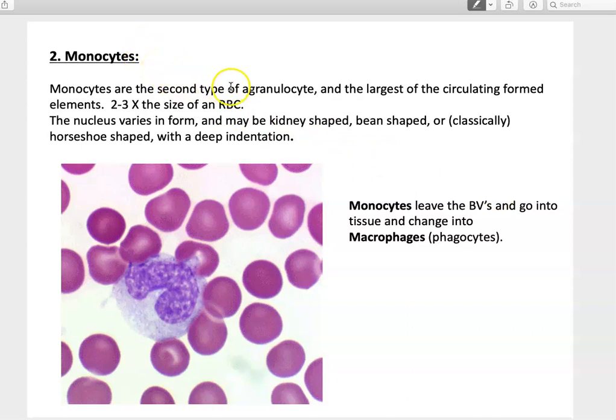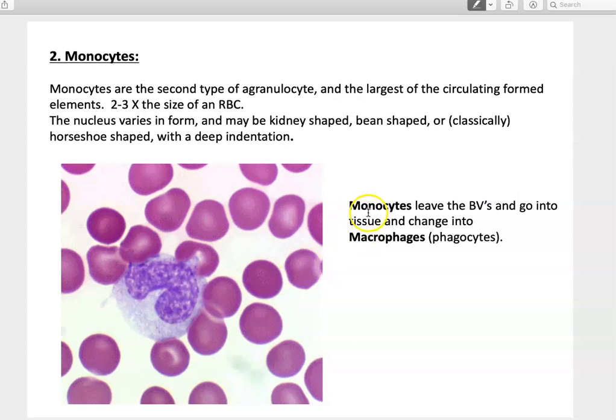Now, monocytes are the largest of our white blood cells. These are huge mothers. Look at that guy. They are 2 to 3 times the size of a red blood cell. So what you're going to look at is they are huge. They have a single nucleus. It's usually horseshoe shaped. That's hard to say. C-shaped. Some people say bean-shaped. I guess it's a bean or kidney bean. But these guys are huge.